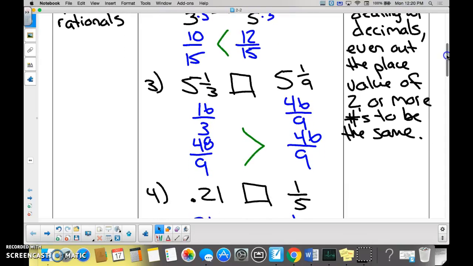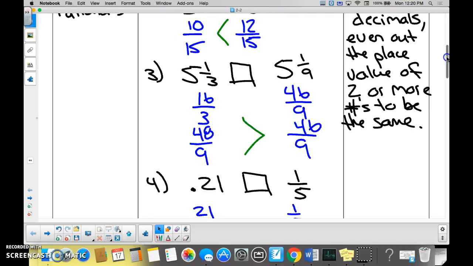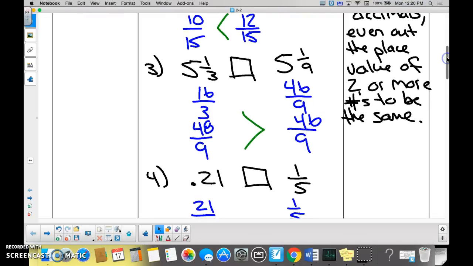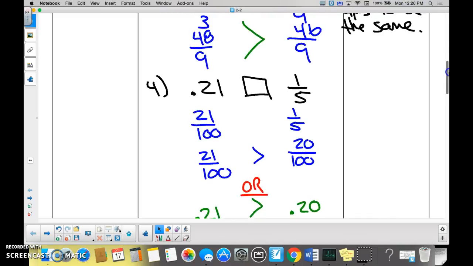Number 3, true or false? We always work in improper fractions. True or false? True. So 5 1/3, 5 1/9 are mixed. We don't work with mixed numbers when solving. We work with improper.